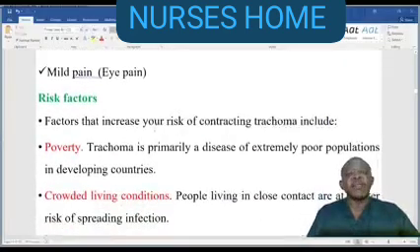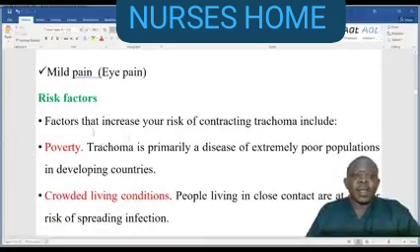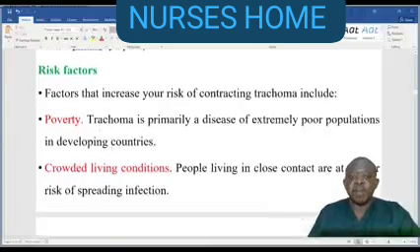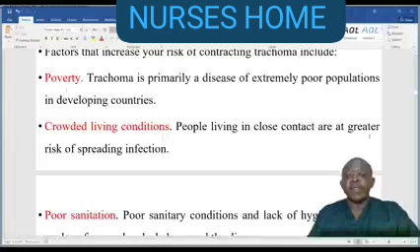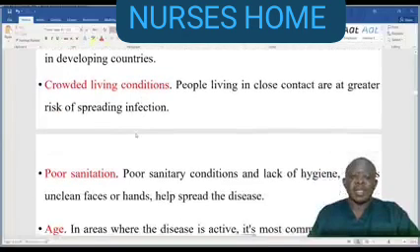What are the risk factors for trachoma? Risk factors increase your risk of contracting trachoma. This may include poverty. Trachoma is primarily a disease of extremely poor populations in developing countries. People living in crowded living conditions are also predisposed, apart from the issue of poverty. People living in close contact are at greater risk of spreading infection, and that is to do with crowded living conditions. Then with poverty, because you are going to live in extreme poverty, that is to do with shelter and the likes. Then poor sanitation.